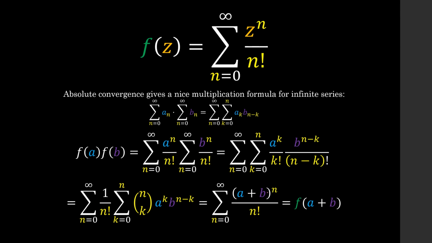And so now, if I compare this back to our original power series, it's like I plugged a plus b in for z. So that proves one of the most important properties of the exponential function, which is that the product of exponentials is just an exponential of the sums. So f(a) times f(b) is just f(a plus b). And that's a very, very powerful property.